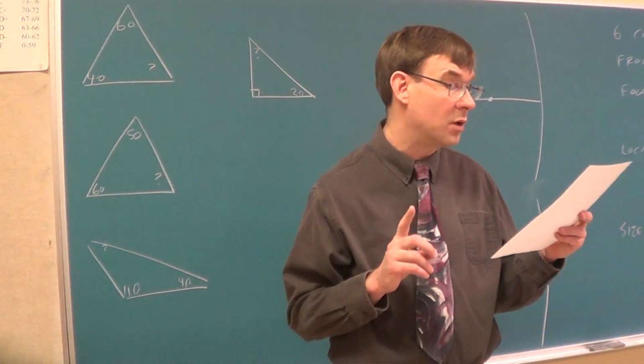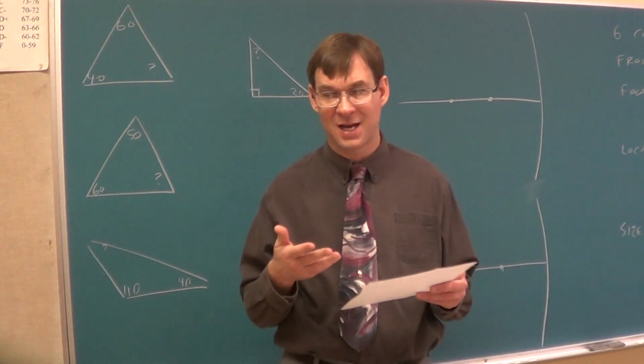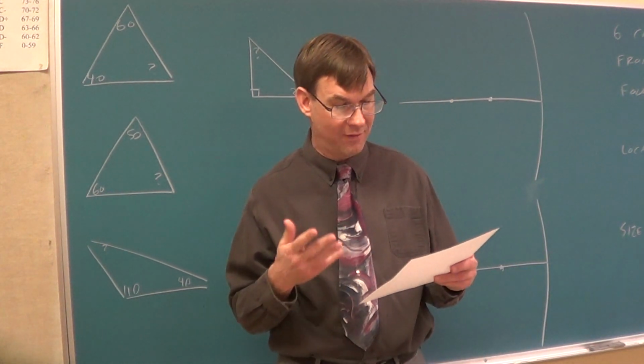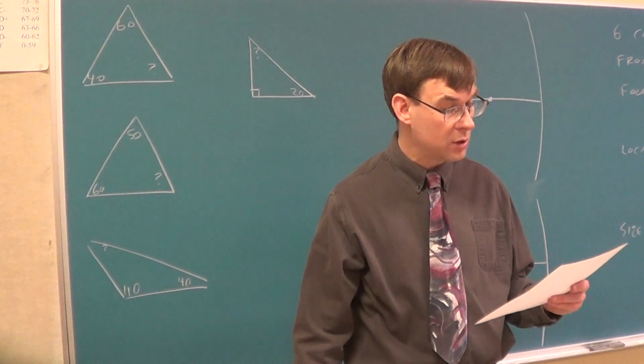With one exception, what's the only spot that doesn't have the double number? 90. 90 is just 90. It doesn't have a double identity because that's just the way the protractor works. So here's what we're going to do.